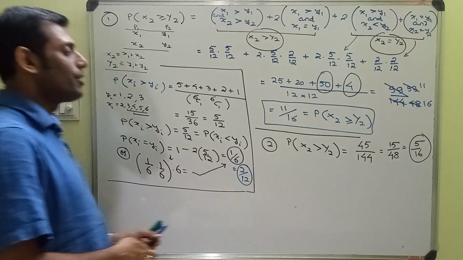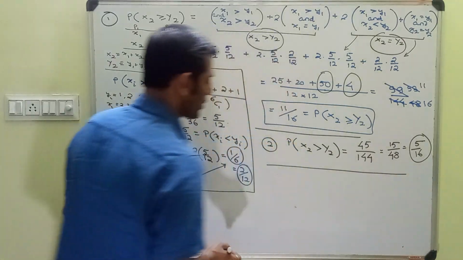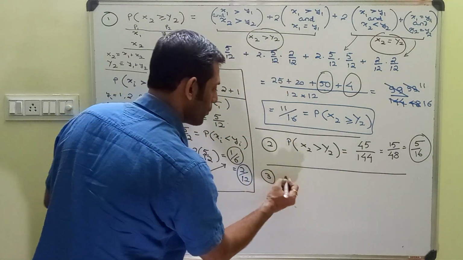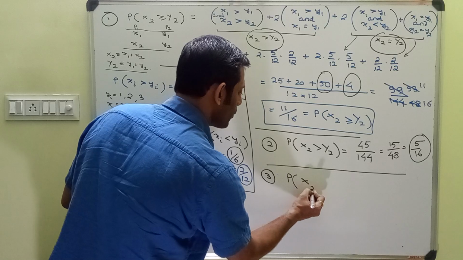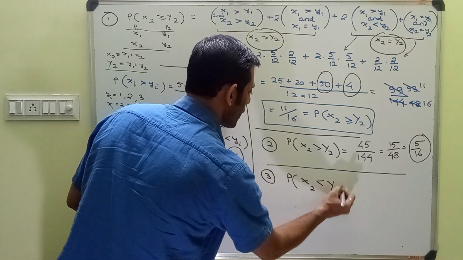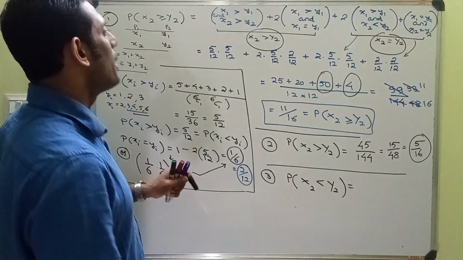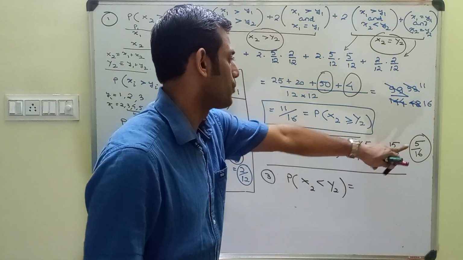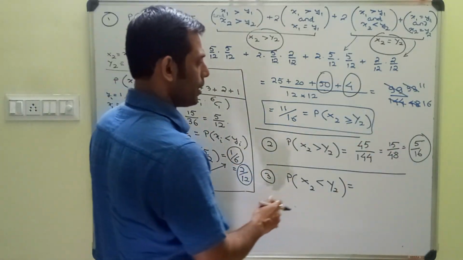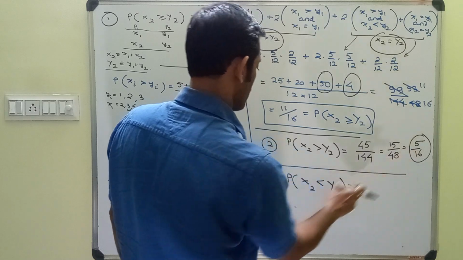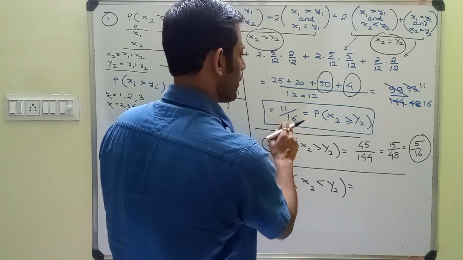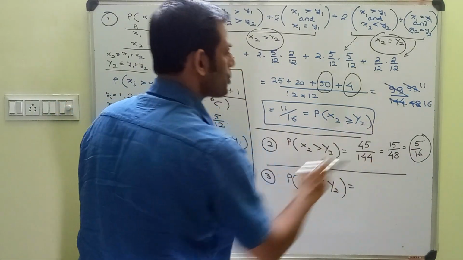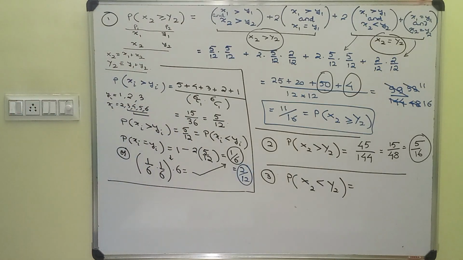Now I have a third question here which has not been asked in the exam, but still I would like to ask here. What is the calculation for P(x2 < y2)? Obviously 1 minus this minus this. Now can you see how much is this? 5/16. And how much is this? 11/16. So if I add up these, how much does it become? 16/16, that makes it 1. So what is P(x2 < y2)? How much would that be?